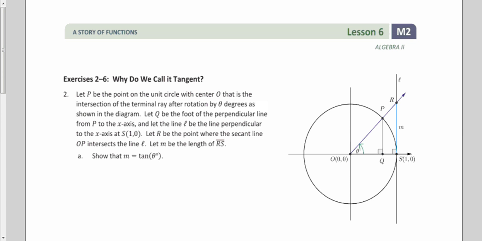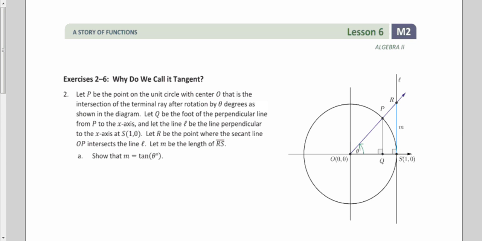All right. So, we are going to finish notes today on lesson 6. We are on the page that starts at the top with exercises 2 through 6. Why do we call it tangent? Who remembers what a tangent is? Not in trig speak, but in geometry. Who remembers what a tangent is? That's trig speak. There's another.